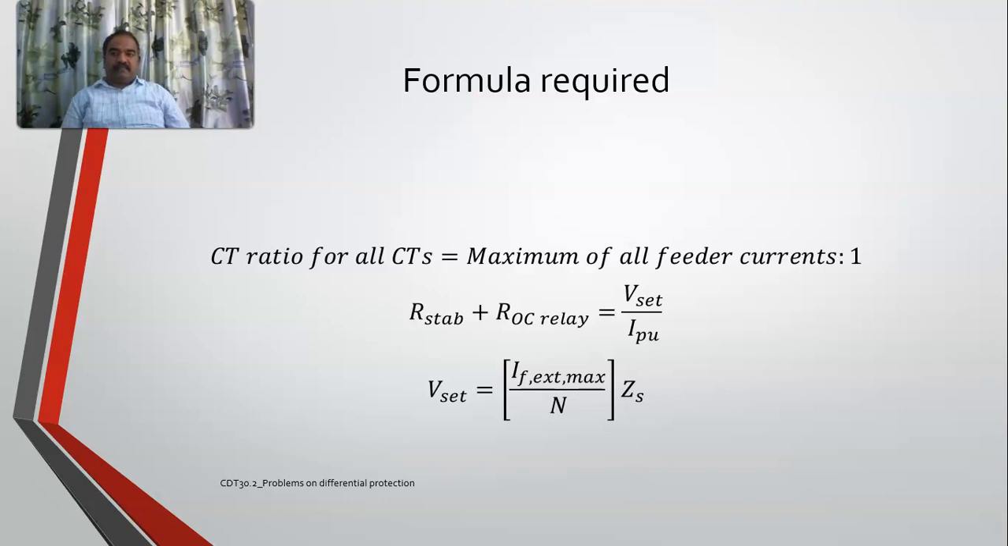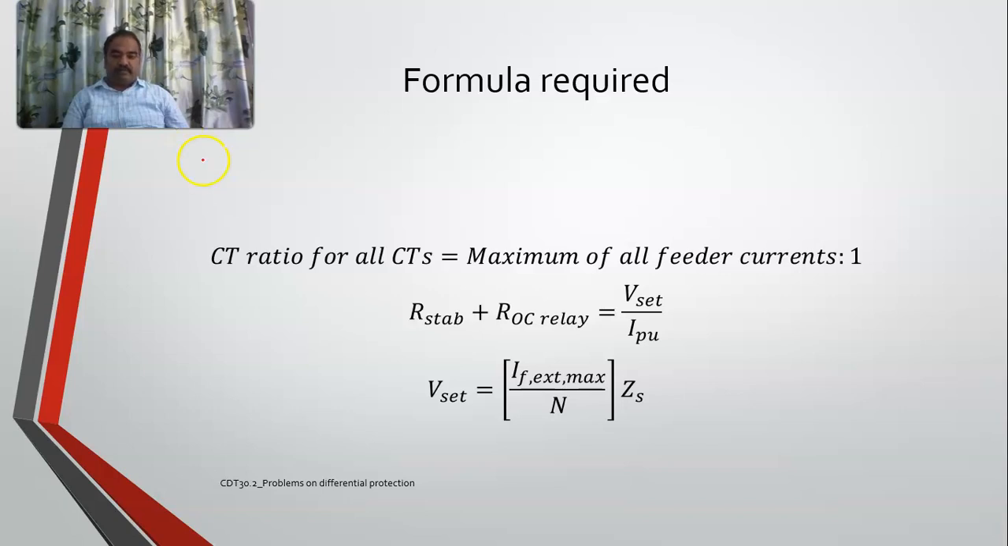As already said, a bus bar will have too many feeders. When you have too many feeders, each feeder may be carrying a different amount of current, and the CTs will also generally vary. But for an ideal case, we should maintain a common CT ratio for all the CTs. I said in the last week's lectures itself that the CT ratio for all CTs must be equal to the maximum of all the feeder currents is to 1.